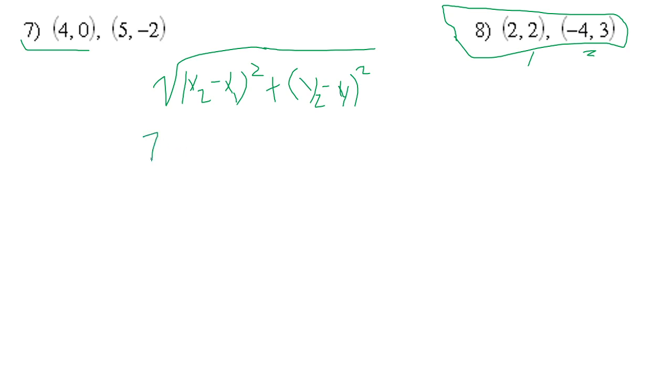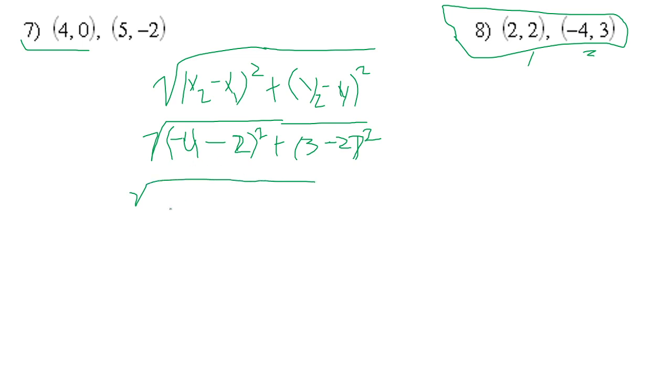So my x2 is negative 4, minus my x1 which is 2, squared, plus my y2 which is 3, minus y1 which is 2. My arm's getting tired, my handwriting is getting worse, but it's okay.